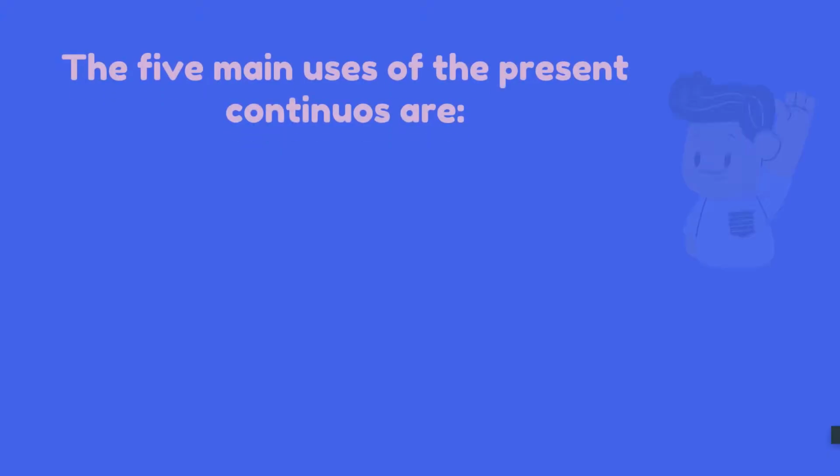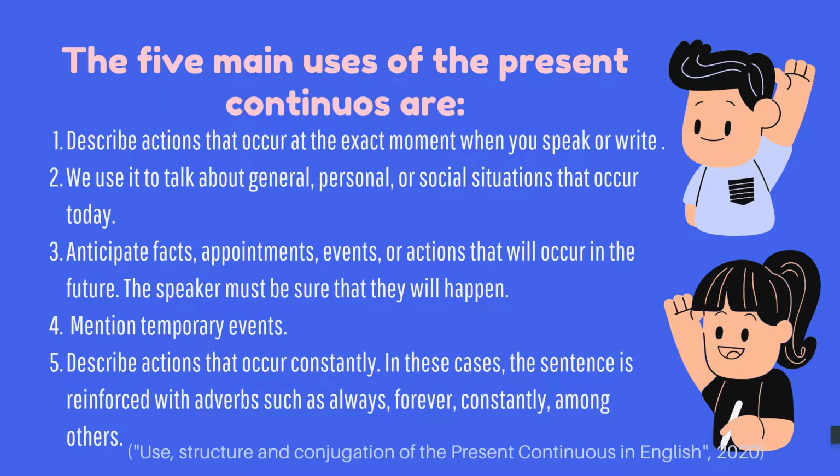The present continuous has 5 main uses, which are: first, describe actions that occur at the exact moment you speak or write. Second, we also use it to talk about general, personal, or social situations that occur at the time. Third, anticipate events, appointments, or actions that will occur in the future. The speaker must be sure that they will happen. Fourth, mention temporary events. Fifth, describe actions that occur constantly. In these cases, the sentence is reinforced with adverbs such as always, forever, constantly, among others.